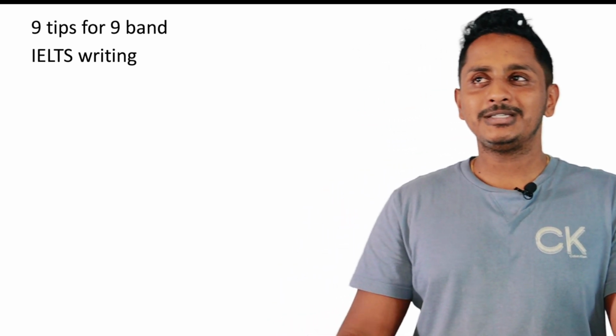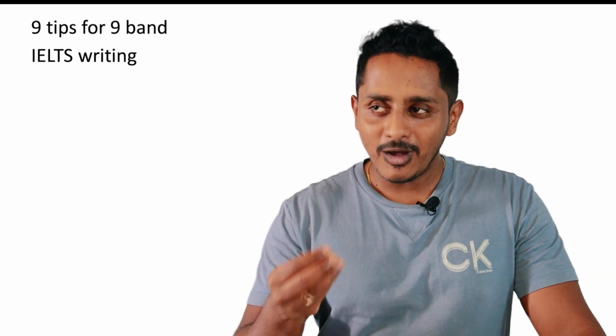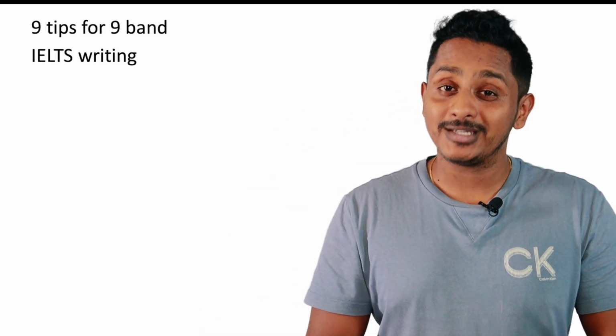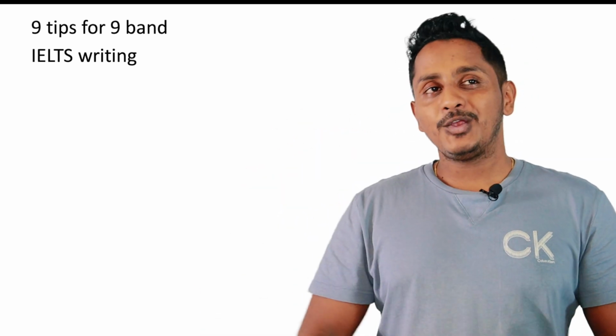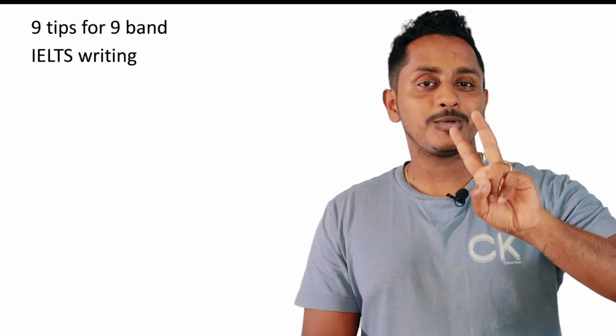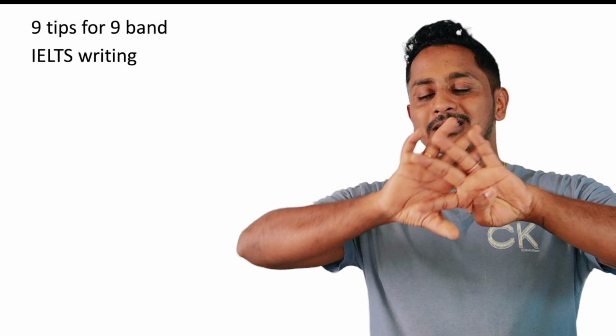IELTS writing is always a nightmare for a lot of people because they don't understand what is required and how you are actually evaluated in the exam. The evaluation takes place with respect to 4 criteria, 4 components. The first is task response, second is coherence and cohesion, third is vocabulary, and the fourth is grammar. These 4 are the criteria.